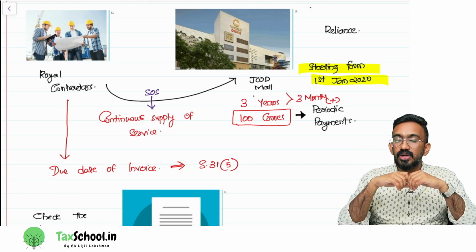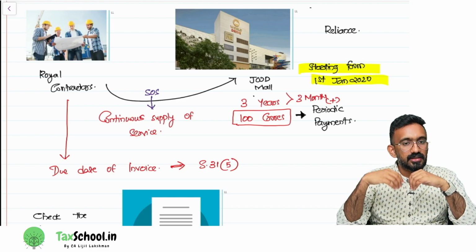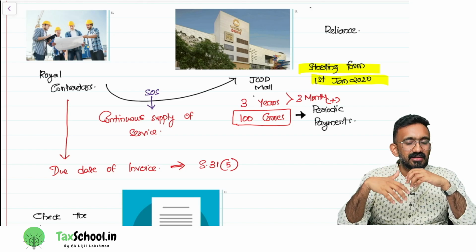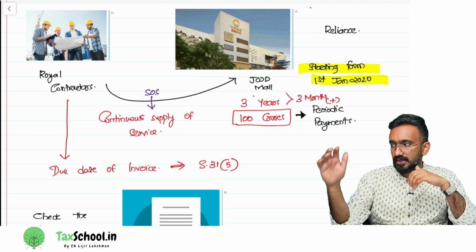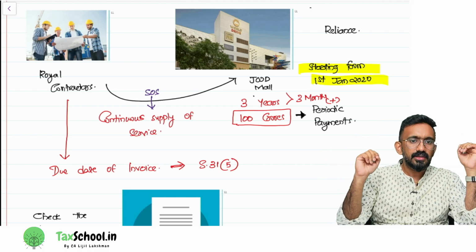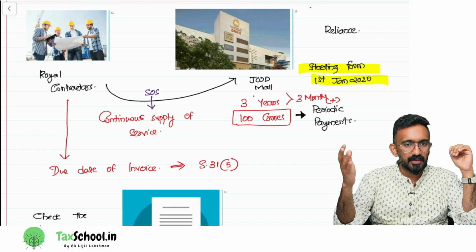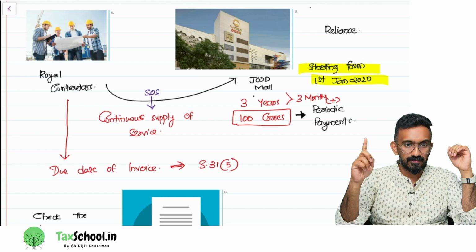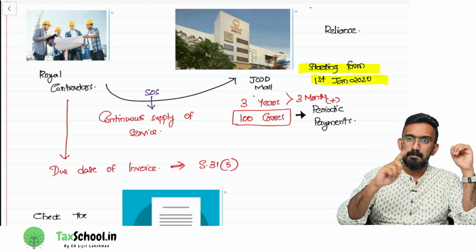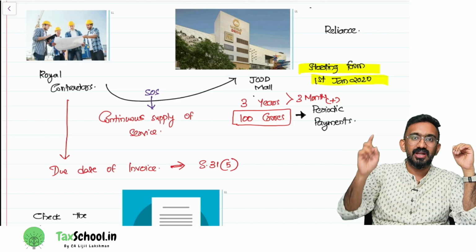But will Royal Contractor take their own money and then do the construction and then collect 100 crores from Reliance, or they will collect this 100 crores part by part? They will collect this part by part. So here the payment is given part by part. Why should I have invoices given only after 100% completion within 30 days?